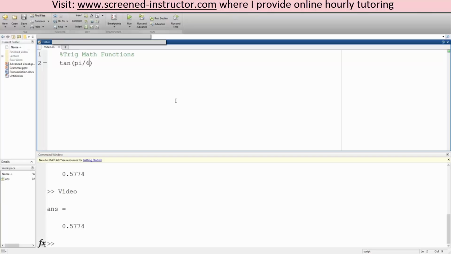So an important takeaway is, if you want to do degrees, you need to have something like sind. If you want radians, you just write sine. And that's about it.